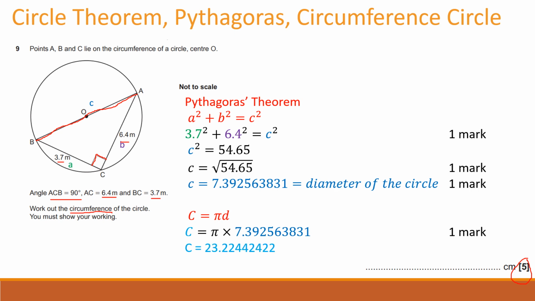And that will give you 23.22442422. Now we're going to round our answer to 3 significant figures. The 2 is the first significant figure, 3 is the second significant figure, and after the decimal point the 2 is the 3rd significant figure. Then draw a line after here, and I'm going to look at what I'm going to do with this 2 here. 2 is lower than 5, so it's going to tell me to round down. So because I'm rounding down, my answer just stays as 23.2, which is the final mark, which gives me my 5 marks.